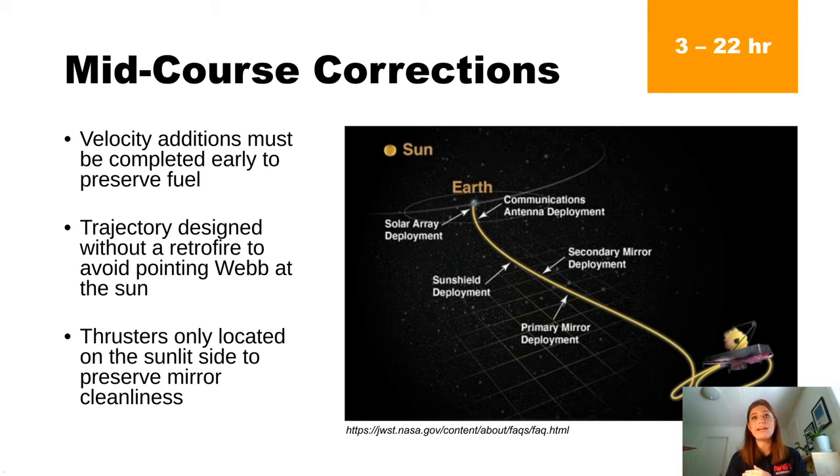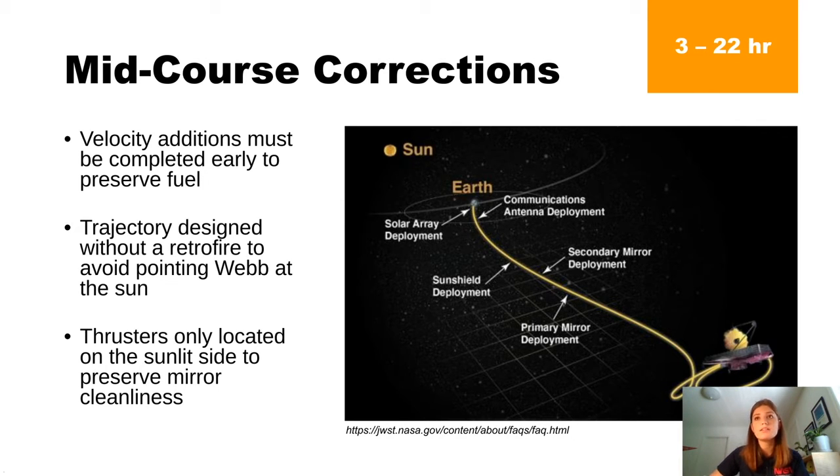Finally, thrusters are only located on the sunlit side of the observatory to preserve mirror cleanliness. This is really important from a contamination control perspective. As you might know, if you have a camera or something of the like and you have dust or something smudged on the lens, you're not going to get a good picture. And the same is true for Webb. Any of the materials or substances that might come out of the thrusters could have the potential to create contamination on Webb's critical surfaces, the mirrors or the instruments. And this contamination could be really problematic in terms of imaging. So a lot of design considerations were made to prevent contamination on orbit, and this is just one of them.